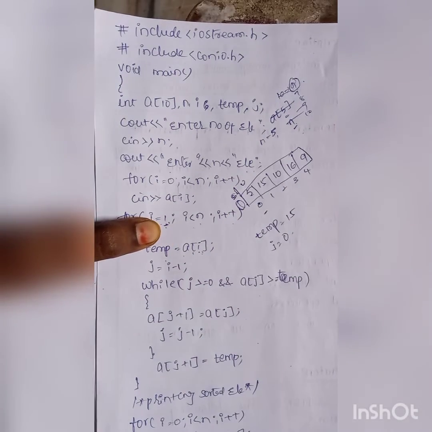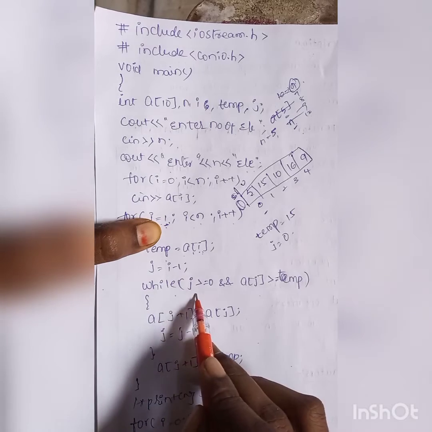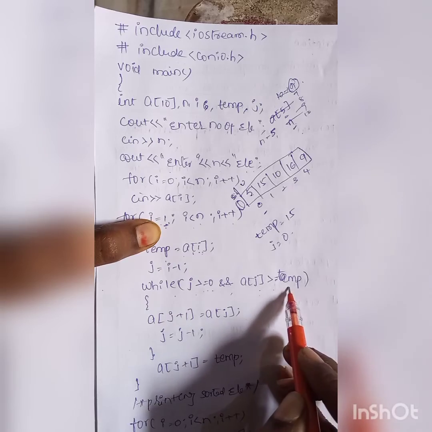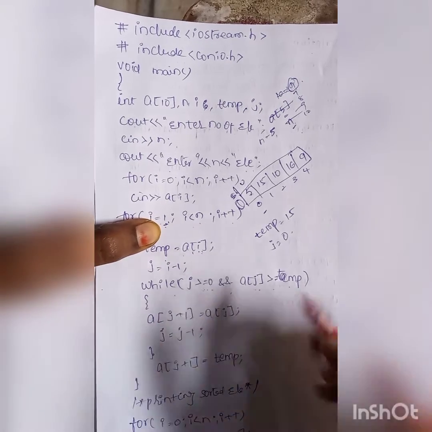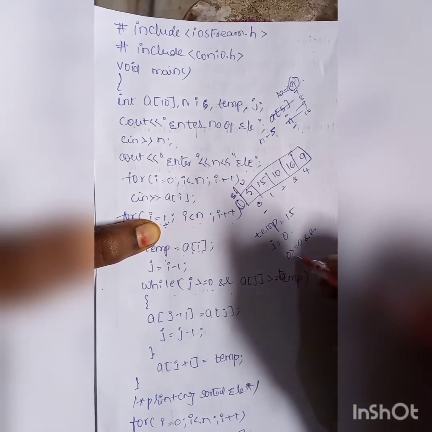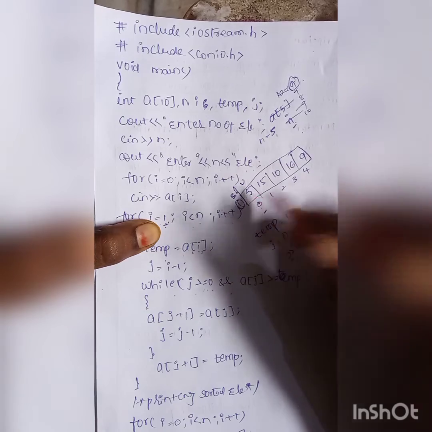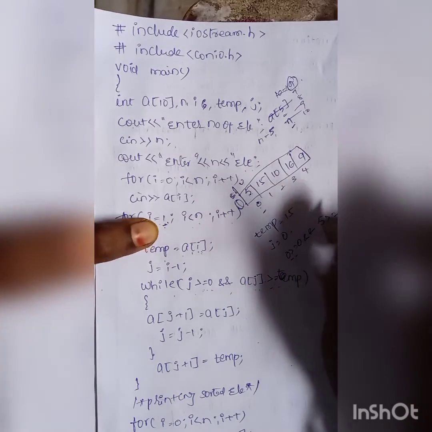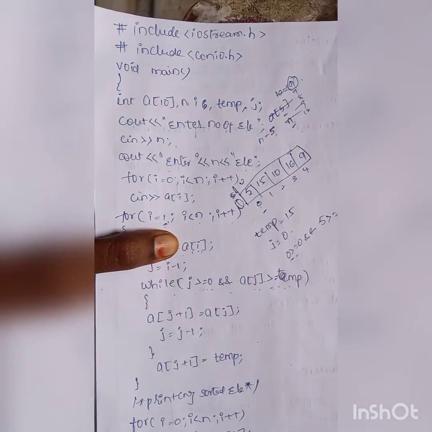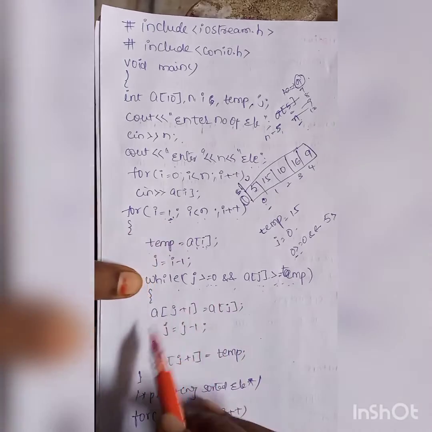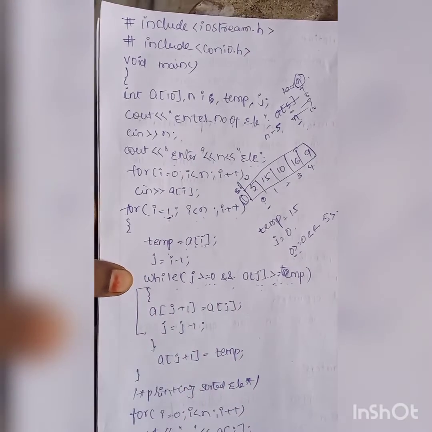What is j? 0. Now while j is greater than or equals to 0 and a of j is greater than temp. So a of j, a of 0, what value is there? 5. Is 5 greater than or equals to temp? What you have in temp? 15. Is the condition satisfied? No. If the condition is not satisfying, control will never enter into this loop.